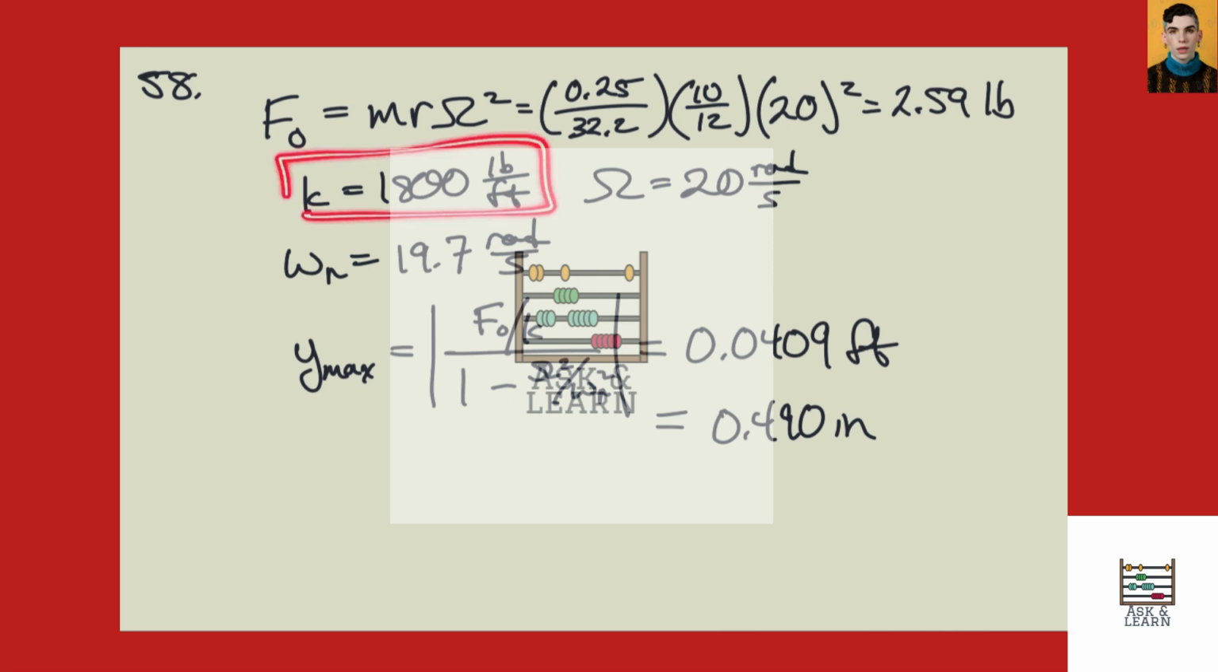We have the spring constant from before. We know the natural frequency from before, and we can figure out that this is probably not a good speed to be running the motor, because it's pretty darn close to our natural frequency. It's not exact, so we can give it an amplitude here, and that amplitude, we have F naught, we have K, we have omega, capital omega, and we have omega n. So we can plug everything in. It turns out that that is 0.0409 feet, or about half an inch.